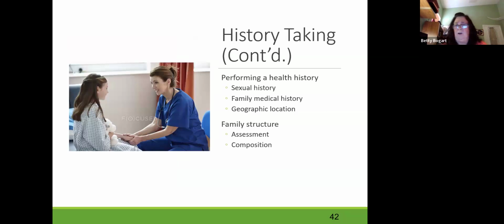Taking a history on older children can be a little tricky. Most adolescents, I know it was me, I would not say anything in front of my parents about anything sexual because my parents would kill me. But we can now ask parents to walk out of the room, and we can ask this adolescent, older child about their sexual history. They'll be more apt to talk to you.